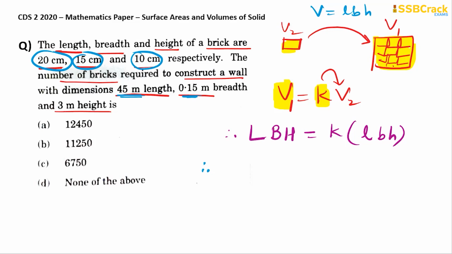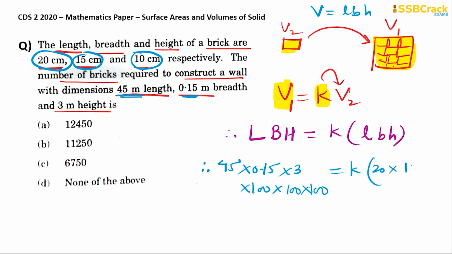So what I do is, this capital L, when I write, it's 45 meters into 0.15 meters into 3 meters. So this has to be multiplied by how many hundreds? 300, because 1 meter equals 100 centimeters. So 100 into 100 into 100. So this is equal to K times, what is small l? It's 20, small b 15 and small h is 10 in centimeters.